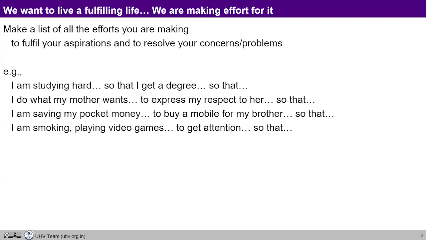Maybe the child is appearing for board exams, right? And the child is most of the time playing video games. So that could be my concern, how to shift the attention of the child from video game to studies. Or the child has graduated but not been placed. So that could be my concern. So we have to make this kind of list for ourselves and then try to explore.